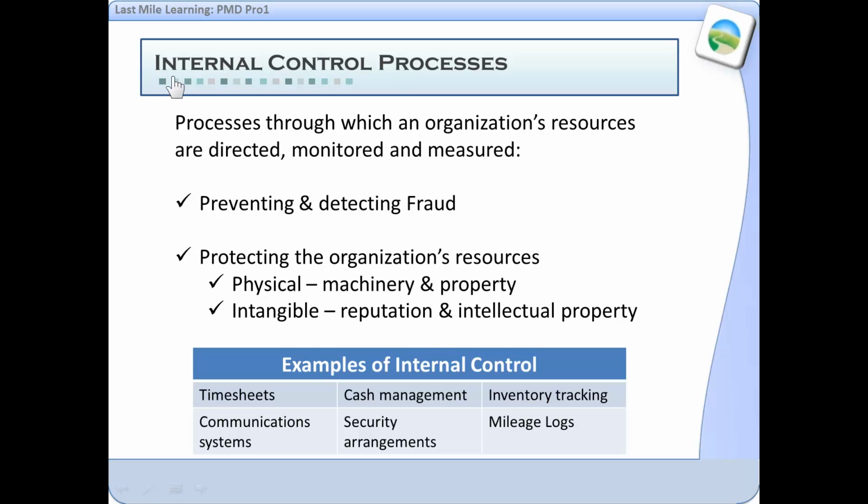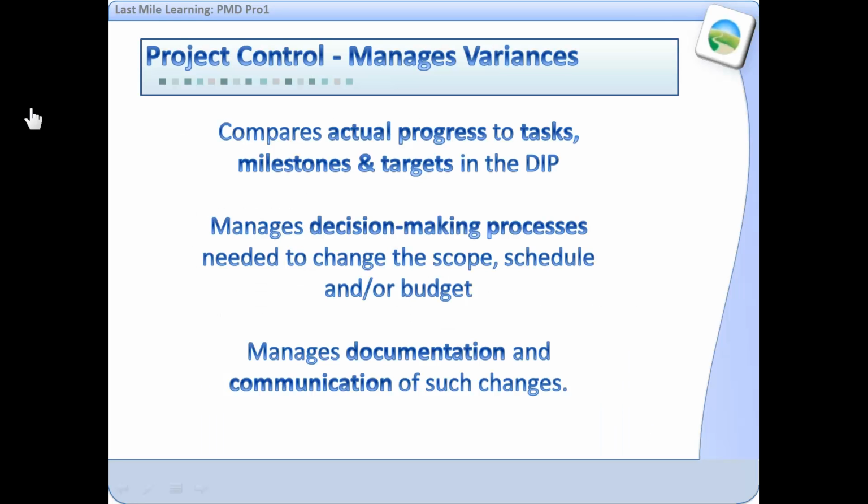So not just control of the types of changes that are the direct benefits to the people being served, or the accomplishments that lead directly toward the outcomes and the goal, but also the processes through which an organization's resources are directed, monitored, and measured. These are called internal control processes, such things as preventing and detecting fraud, protecting the organization's resources, machinery, property, and also the intangibles of reputation and intellectual property, and then lots of tools or mini tools: timesheets, communication systems, cash management, security arrangements, inventory tracking, mileage logs, etc.